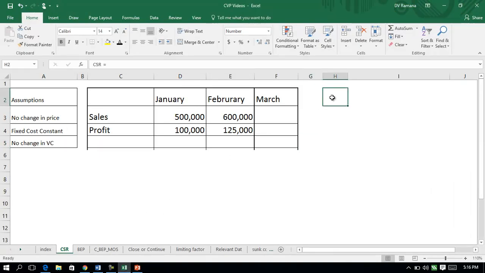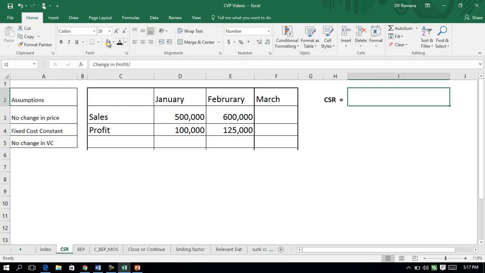So the January sales is given as 500,000 and the corresponding profit is 100,000, and in February the sales is 600,000 and profit is 125,000. So we are required to calculate CSR, and when we do this, let us make an assumption that during this period there is no change in price, no change in fixed cost, and no change in the variable cost.